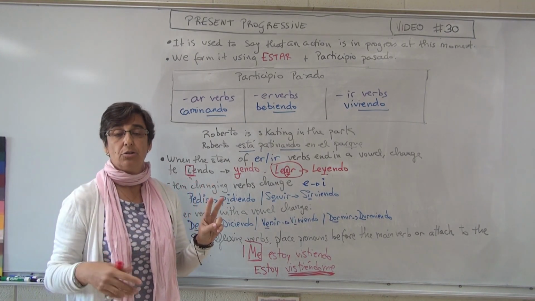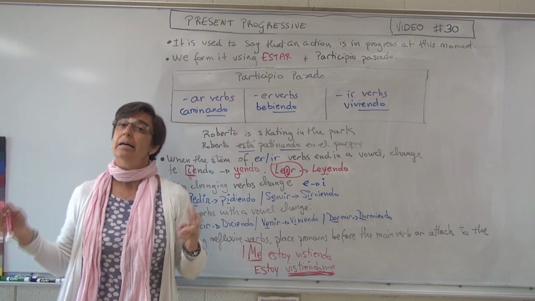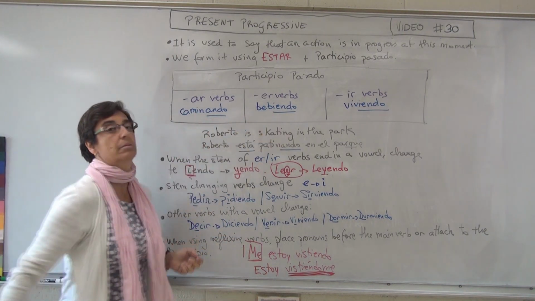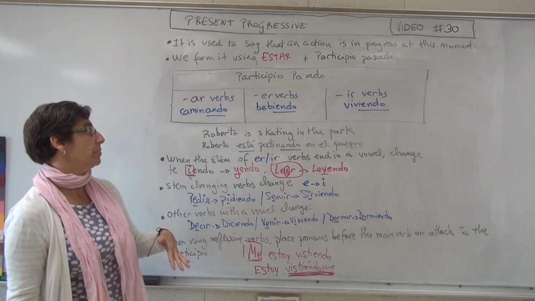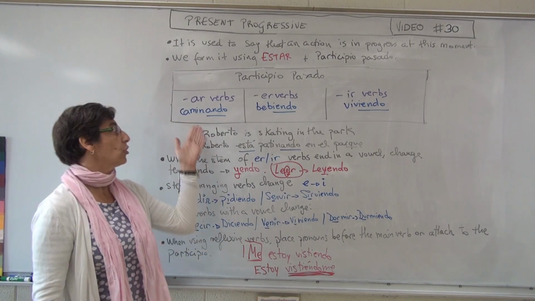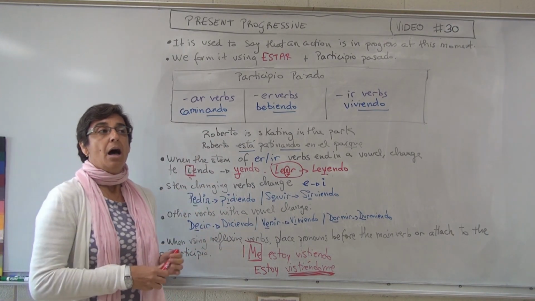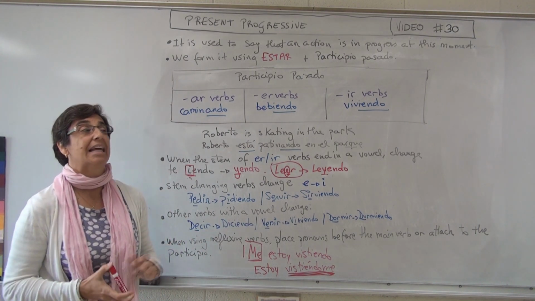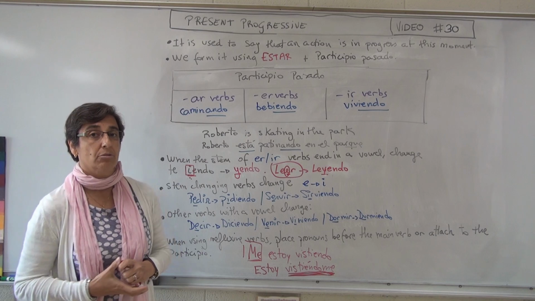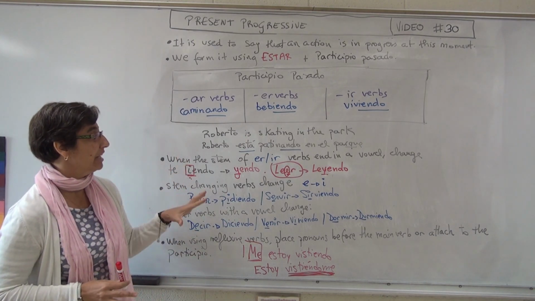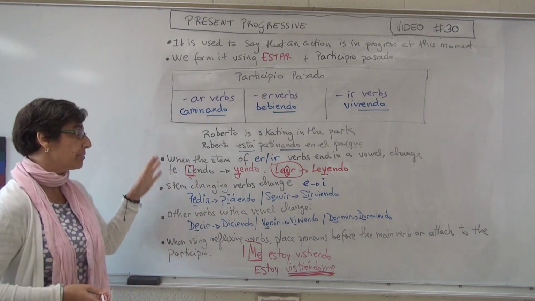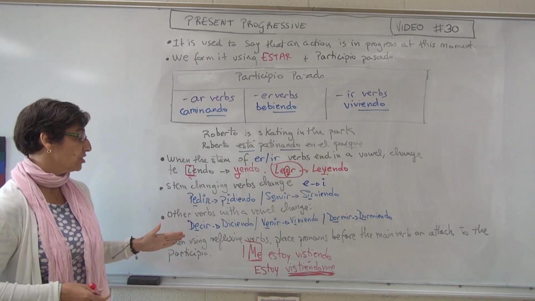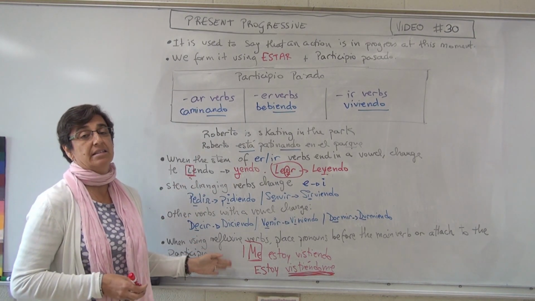Okay? Present progressive needs two parts when we are conjugating it. Estar in the person, estoy, estás, está, estamos, estáis, están, plus the past participle of the verb. I am drinking, estoy bebiendo. I am walking, estoy caminando. She's teaching, está enseñando. They are listening, están escuchando. Okay? So I hope this is clear. Remember, there are some exceptions with the boot verbs and other verbs that change, and also with the reflexive verbs.